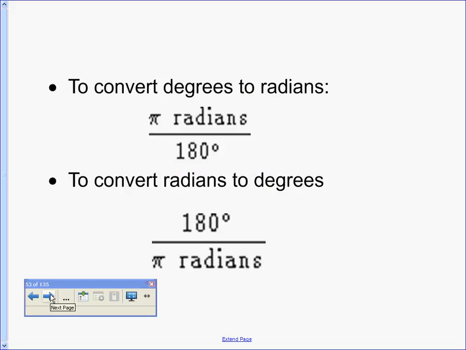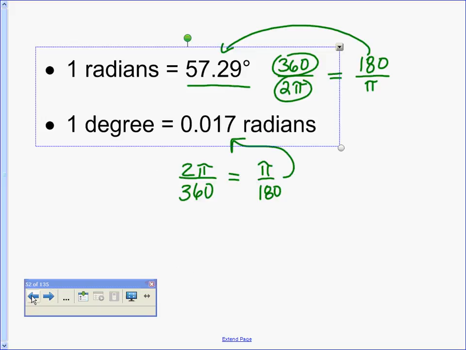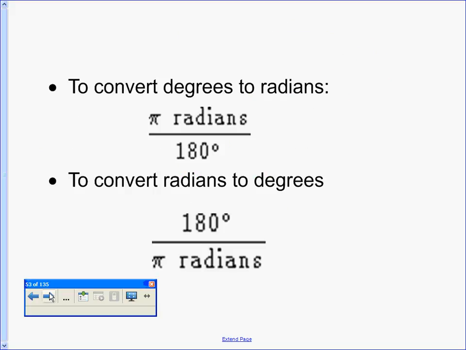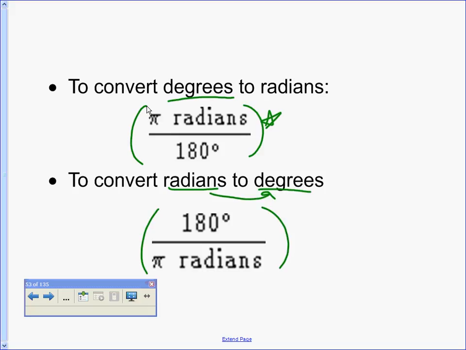Which brings us to converting between radians and degrees. If you think about how each one of these simplified, meaning here and here, then we're going to use those to convert between radians and degrees. If you want to convert degrees to radians, you're going to multiply the degrees that you have by this value here, and this is just a version of 1, pi over 180. And if we want to take the radians and convert them to degrees, then we multiply by the 180 over pi.